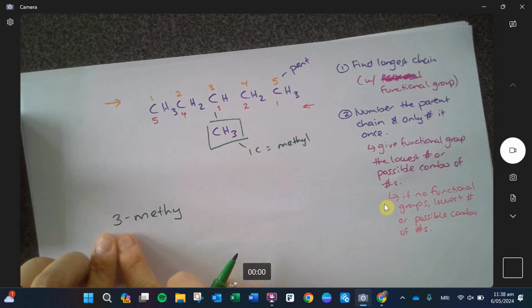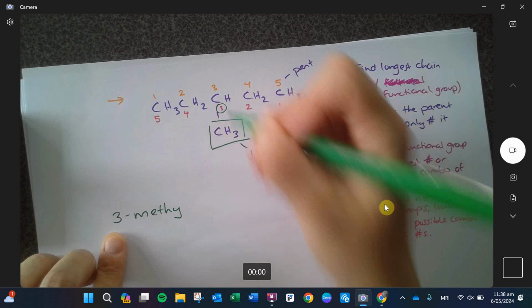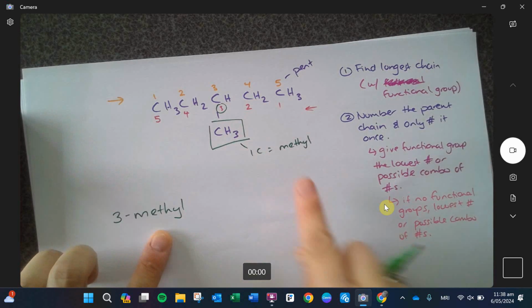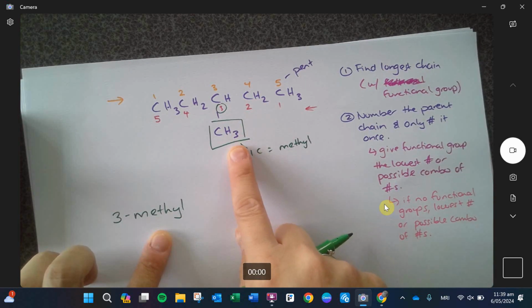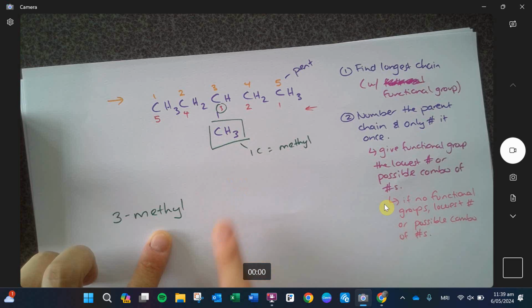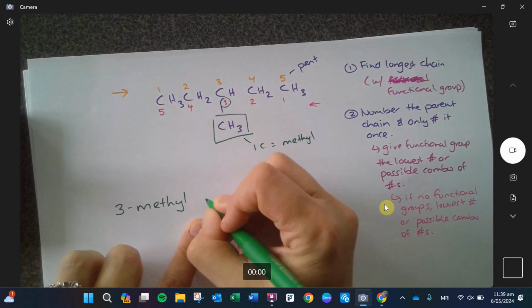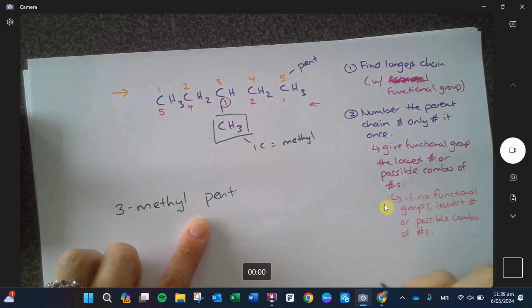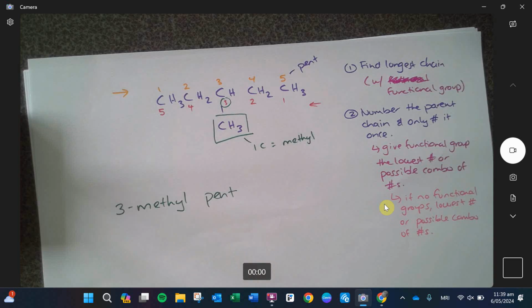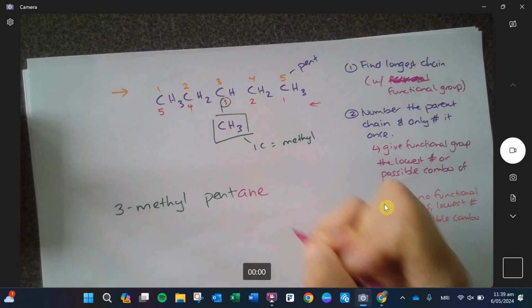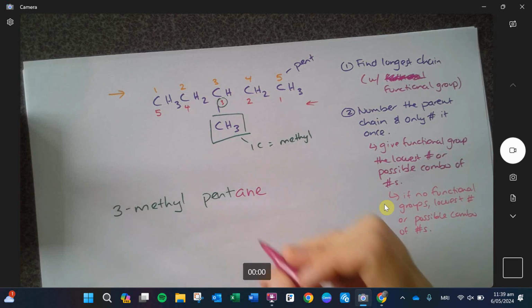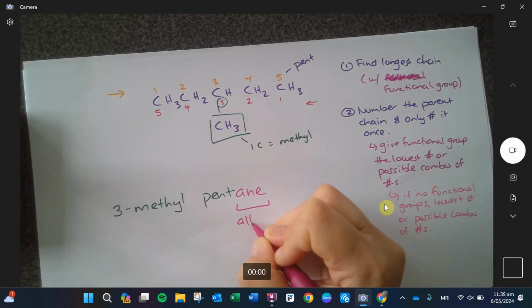The 3 indicates that this is on carbon number 3. The methyl indicates the length of that chain. So this is 1. And then I do the parent name. I do pent. And in this case, this is going to end in an A-N-E ending. Pentane, because this is telling us that this is an alkane.